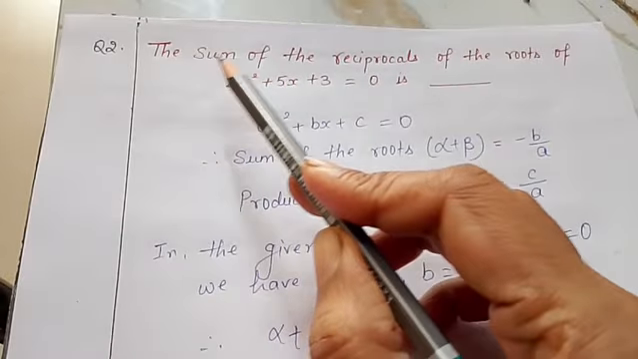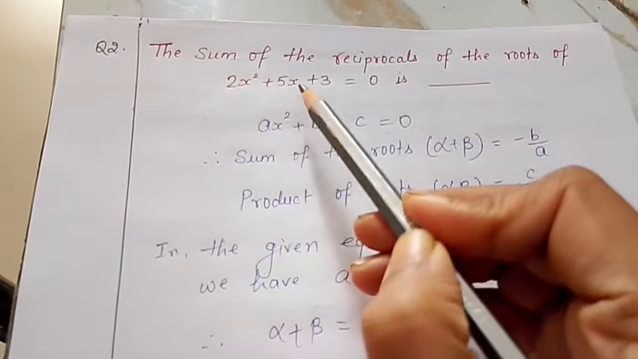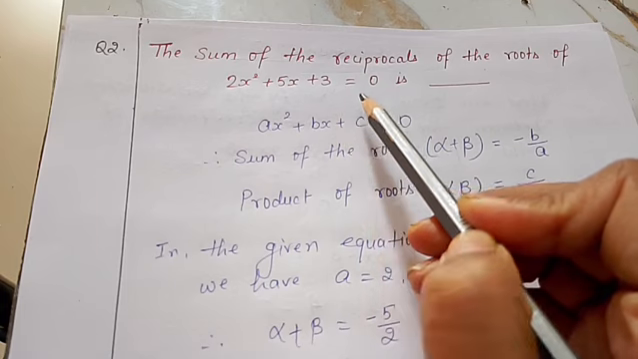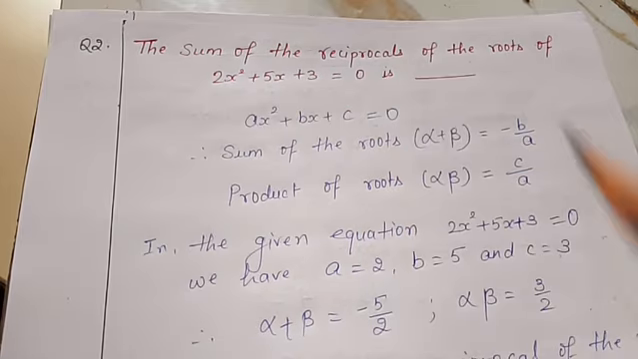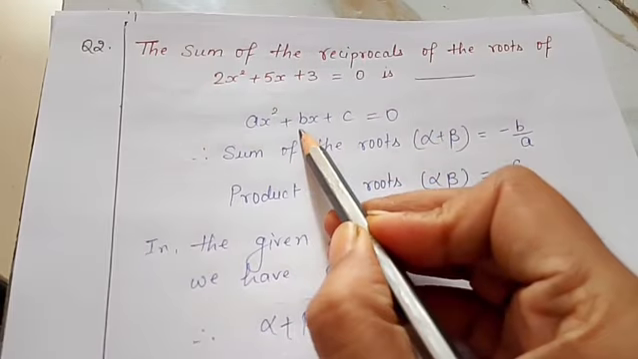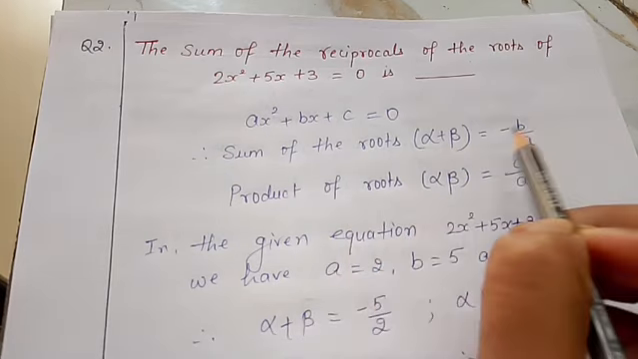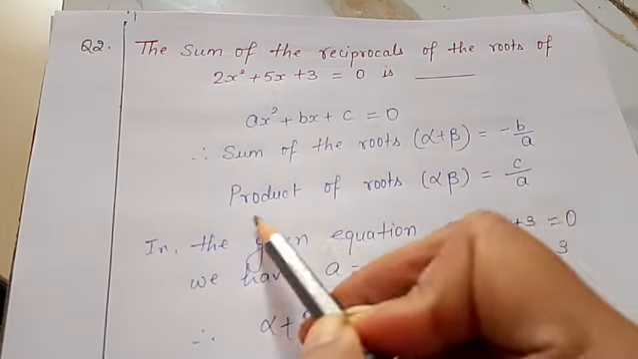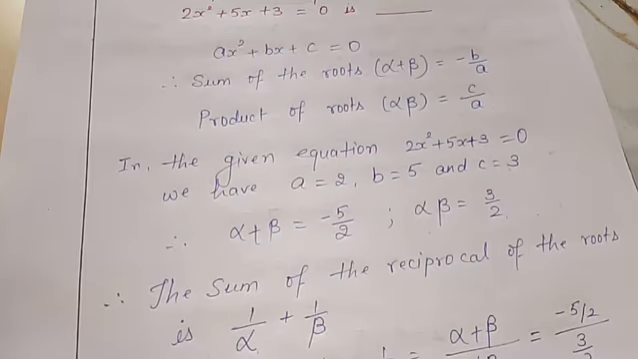Question number 2. Find the sum of the reciprocal of the roots of 2x square plus 5x plus 3 is equal to 0. For any quadratic equation ax square plus bx plus c is equal to 0, sum of the roots is equal to minus b upon a. Product of roots is equal to c upon a.